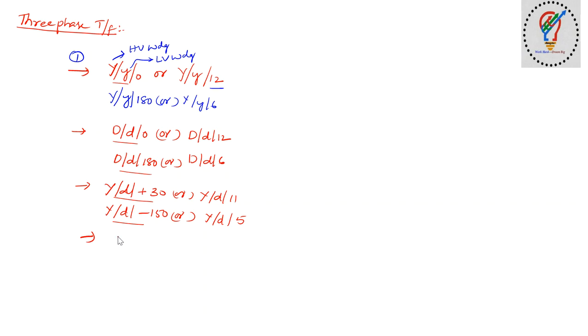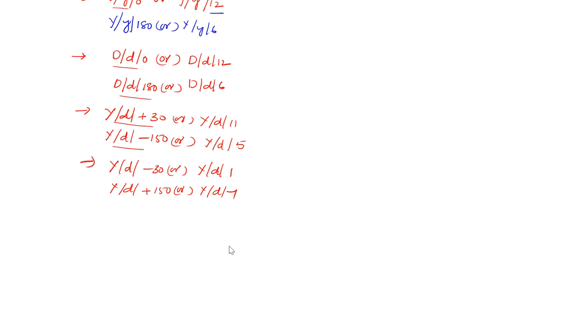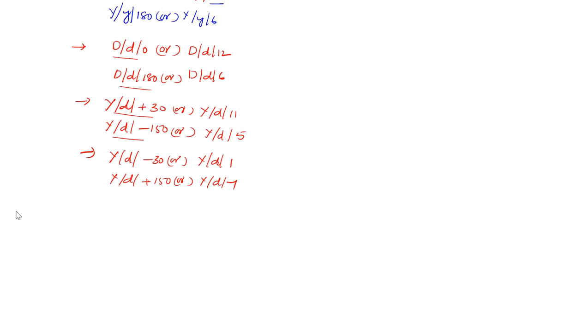Fourth configuration, Yd minus 30, or Yd1. Here it's plus 30, here it's minus 30, friends. Just observe here. And next one, Yd, here it becomes plus 150, or Yd7. So these are the configurations. Next we will write the remaining two configurations.